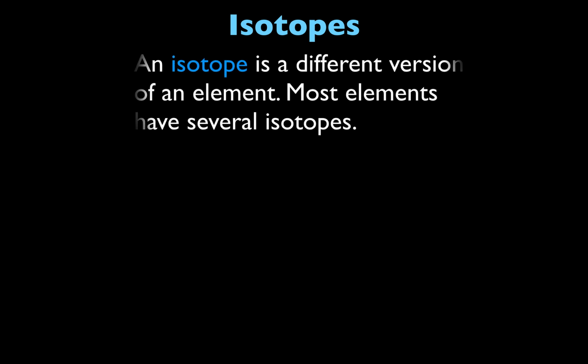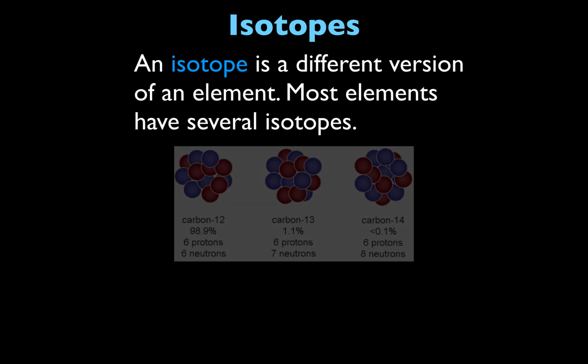So in order for us to understand that a little bit more, we have to learn a little bit about something called an isotope. Now when you get into chemistry in a few years, this is going to be a big part of your class, but for now, we're going to keep it simple. An isotope is simply a different version of an element. Now, most elements on that periodic table have several isotopes of their own. So let me explain this a little bit further.